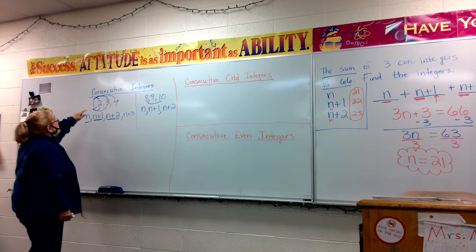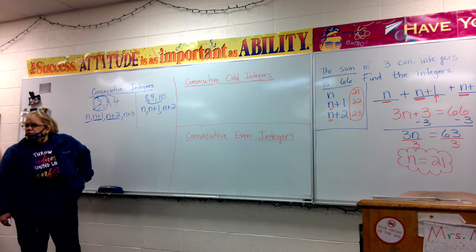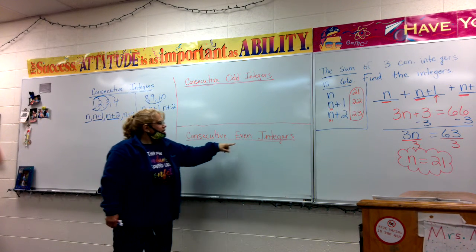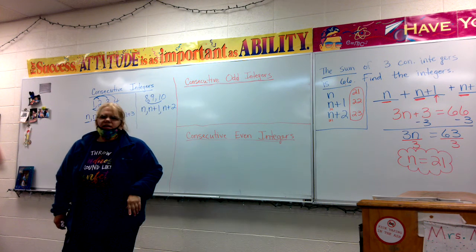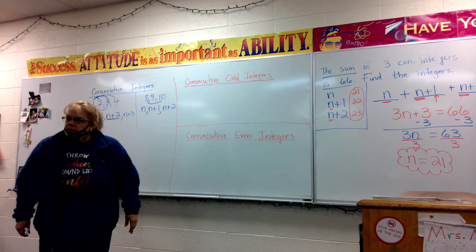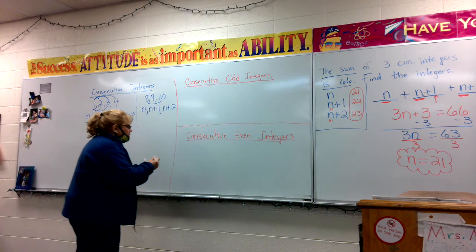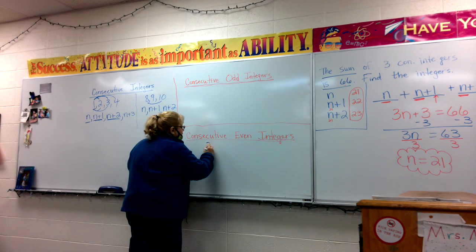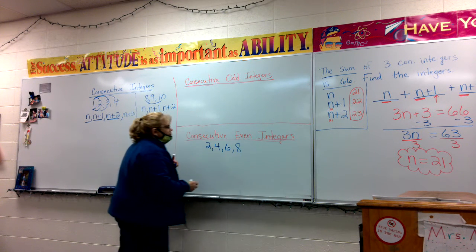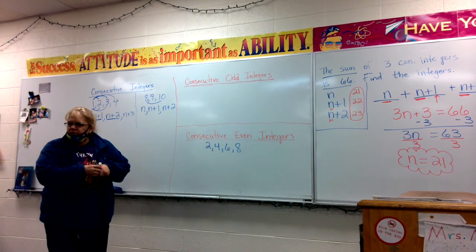So if we said consecutive integers are 1, 2, 3, 4, 8, 9, 10, 21, 22, 23, what about consecutive even integers? Can you give me some consecutive even integers? She says 2, 4, 6, 8. Those are consecutive evens, one right after another. And this part makes sense coming up.